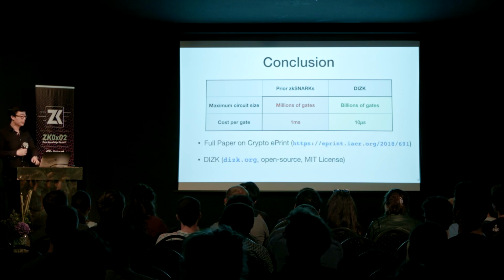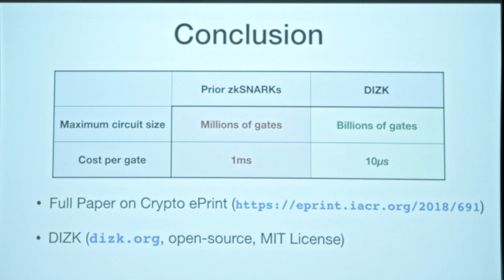The full paper is available on crypto ePrint. I'm also proud to say that we've released DIZK as an open source library on GitHub. You can find it by going to DIZK.org. We've put a lot of hard work into making this library available to the public with a convenient profiling infrastructure so that you can replicate these results. But you can also use it to build new and interesting applications with DIZK.